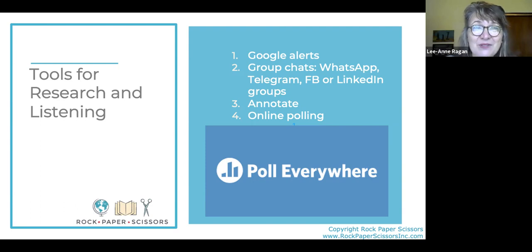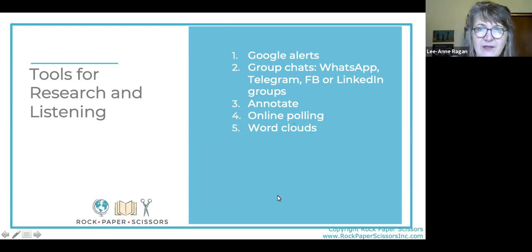We're talking about some tools for research and listening. So we've gone over Google Alerts, chats, annotations, and online polling, and really be thinking as we're going through these, how can you use these tools for your use? Because there's not one tool that's perfect in every setting, but the idea here is to increase engagement. Okay, so polling is a great one. I don't have Poll Everywhere queued up, but I can queue that up on my browser and demo that if you want me to. You can let me know in a second.